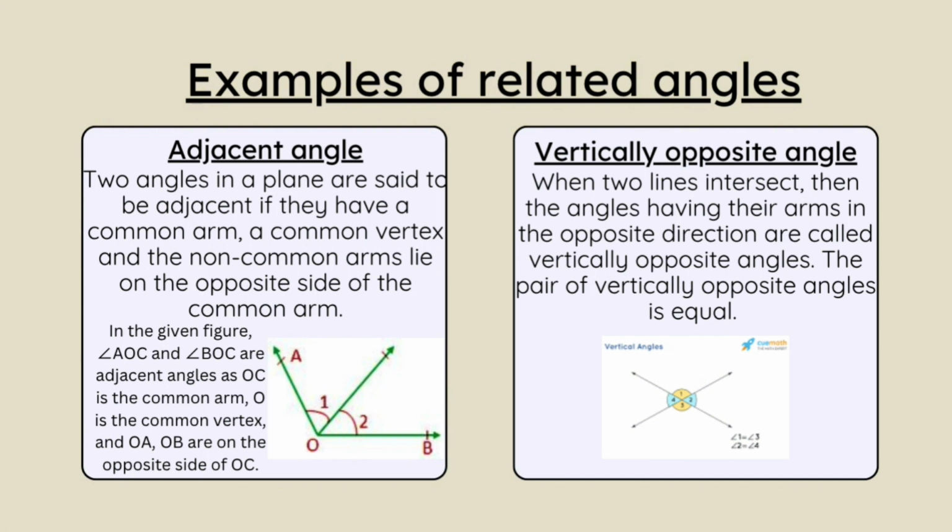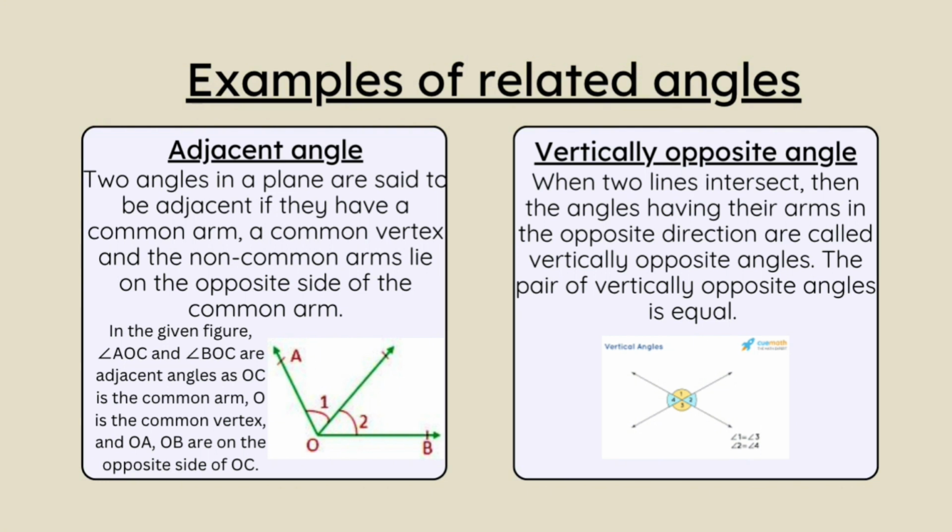Adjacent angle. Two angles in a plane are said to be adjacent if they have a common arm, a common vertex, and a non-common arm on the opposite side of the common arm. In the given figure, angle AOC and angle BOC are adjacent angles, as OC is the common arm, O is the common vertex, and OA, OB are on the opposite sides of OC.